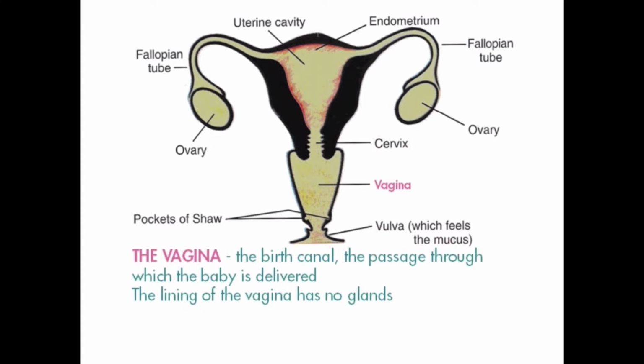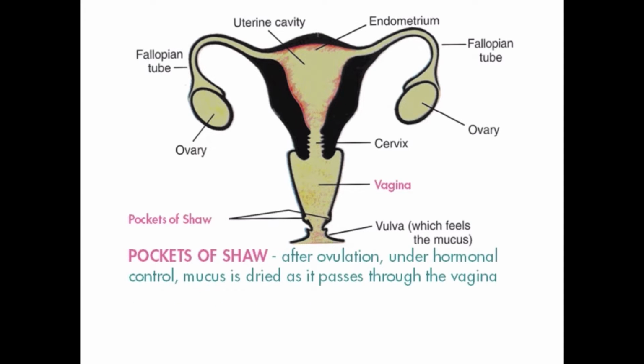The vagina leads from the vulva to the cervix and uterus. It is where sperm cells are deposited at ejaculation and the passage whereby a baby enters the world in a natural birth. The pockets of Shaw are situated low in the vagina. Controlled by progesterone, which rises just prior to ovulation, they extract moisture out of any mucus passing through the vagina, thus alerting the woman to the rise in her progesterone that accompanies ovulation and hence her peak fertility.